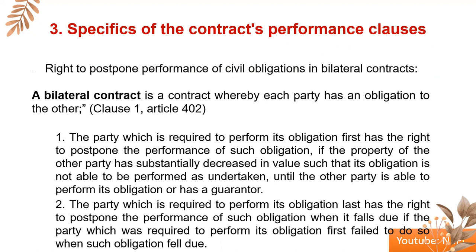Specific contract performance clauses. A bilateral contract is a contract whereby each party has obligations to the other. Clause 1, Article 402, states: the party which is required to perform its obligation first has the right to postpone the performance of such obligation.